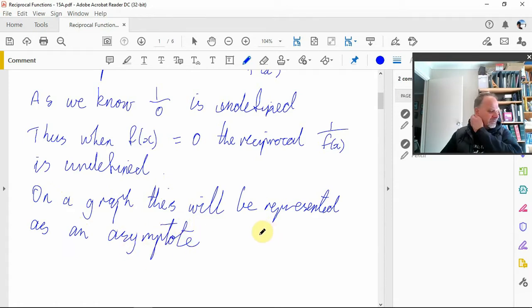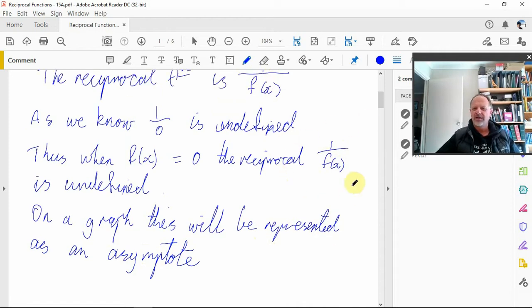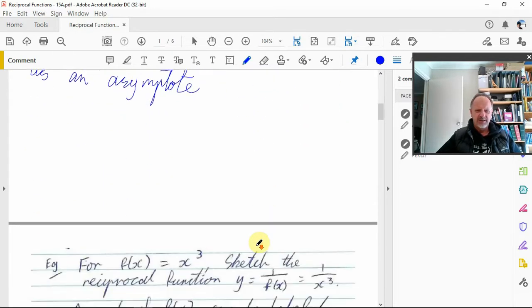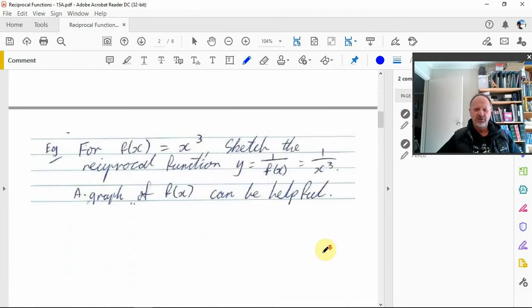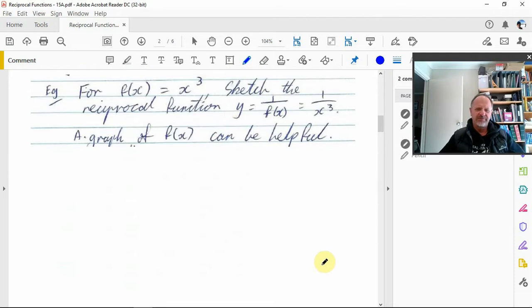All right, so reciprocal functions, 1 over, and then where our original function is equal to 0, then our reciprocal functions can have asymptotes. And so the example that I've got here is, say, x cubed. So sketch the reciprocal function, which is y equals 1 on x cubed. It says here a graph of f(x) can be helpful.